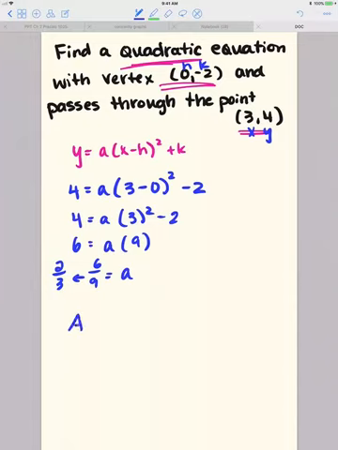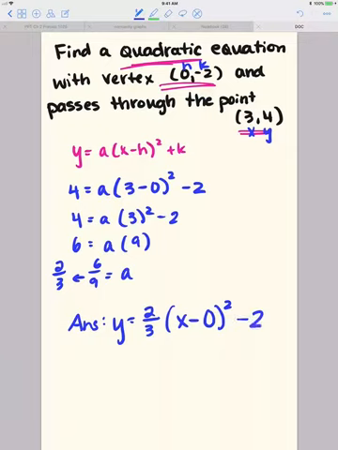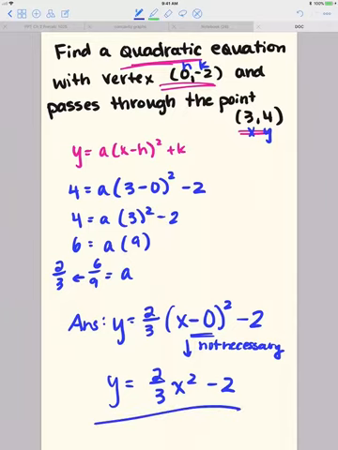So your equation for your answer is a positive 2/3 times x. So it's minus 0 because the h value of the vertex was 0. But you can actually write that as 2/3 x squared minus 2. The minus 0 is not necessary to give for the final answer. Just as if the end had been a plus or minus 0, you would not have to write it at the end. So that's your final answer.